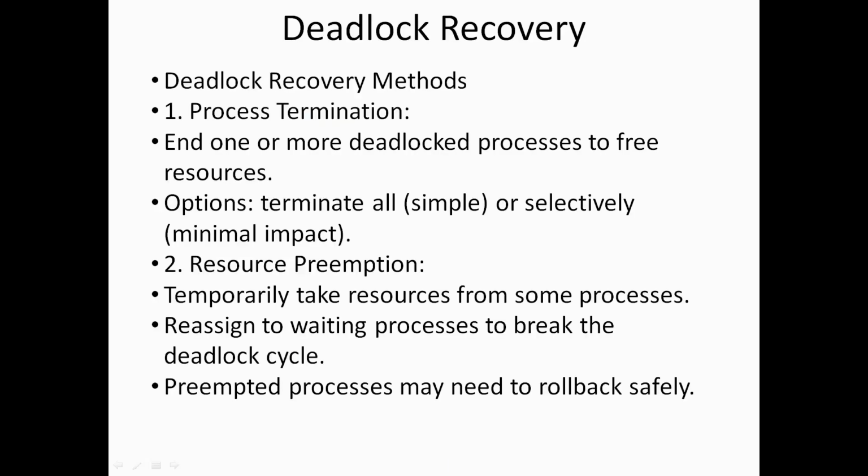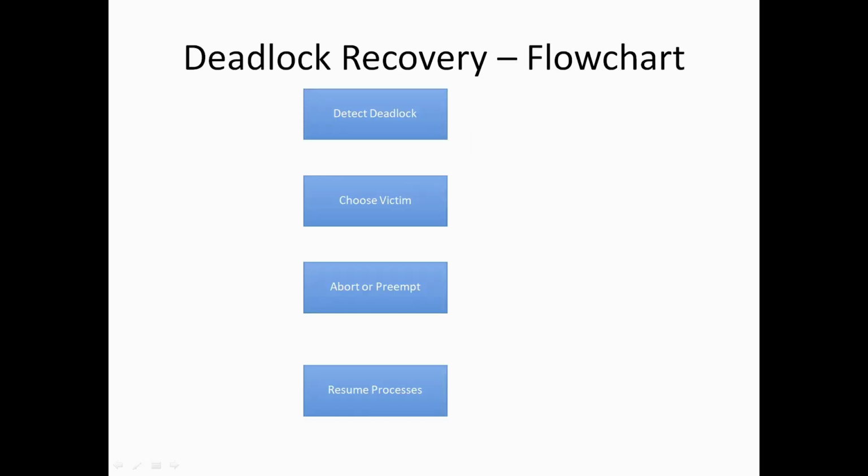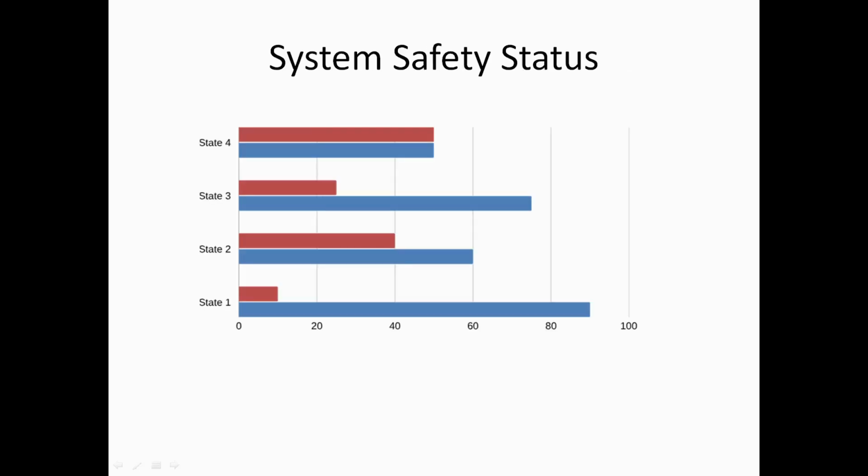And for deadlock recovery, after detection, the system must recover. For that, we follow two main methods. Process termination, where we end one or more deadlocked processes to release resources, and resource preemption, where we temporarily take resources from some processes to let others continue. In this flowchart, we detect a deadlock, select a victim process, abort or preempt resources, and then resume the others. In this graph, we see how system safety status works.